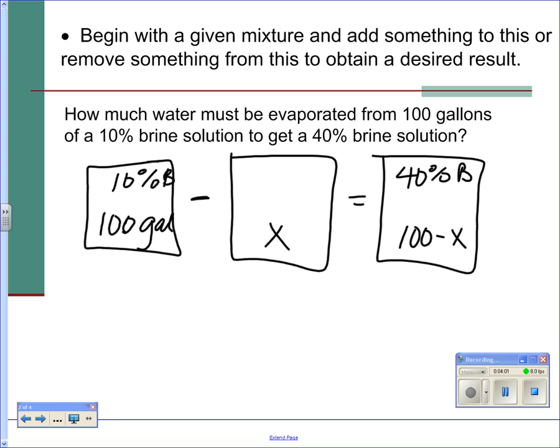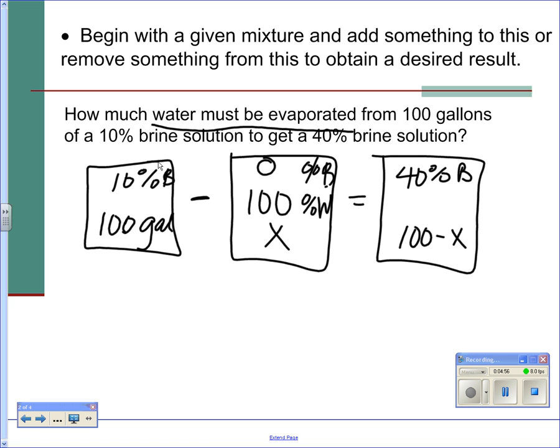Okay. What are we taking out? No. We're taking out water. Does that make sense? Water is what percent water? 100% water. Does that make sense? How much water must be evaporated? Water is just water. It's 100%. So if it's 100% water, is there any brine in it? No, it's only water. Does that make sense? Do you see how that works?